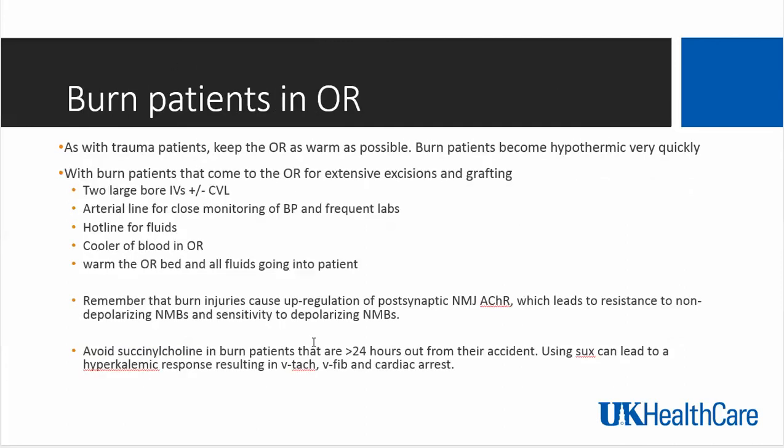So what do we do when these patients come to the OR? As with trauma patients, keep the OR as warm as possible. Burn patients become hypothermic very quickly. With burn patients that come to the OR for extensive excisions and grafting, aim for 2 large bore IVs, plus or minus a central venous line, arterial line for close monitoring of blood pressure and frequent labs, hot lines for your fluids, cooler of blood in the operating room, warm the OR bed and all fluids going into the patient.